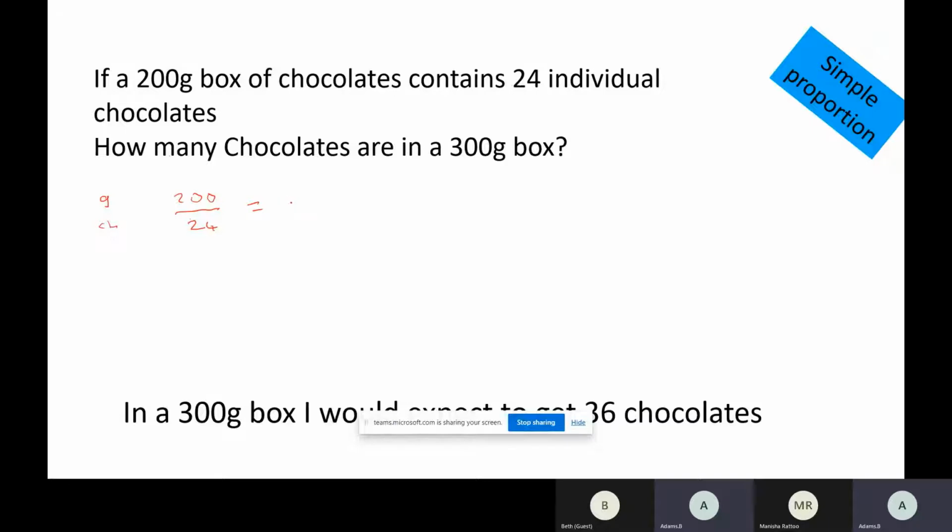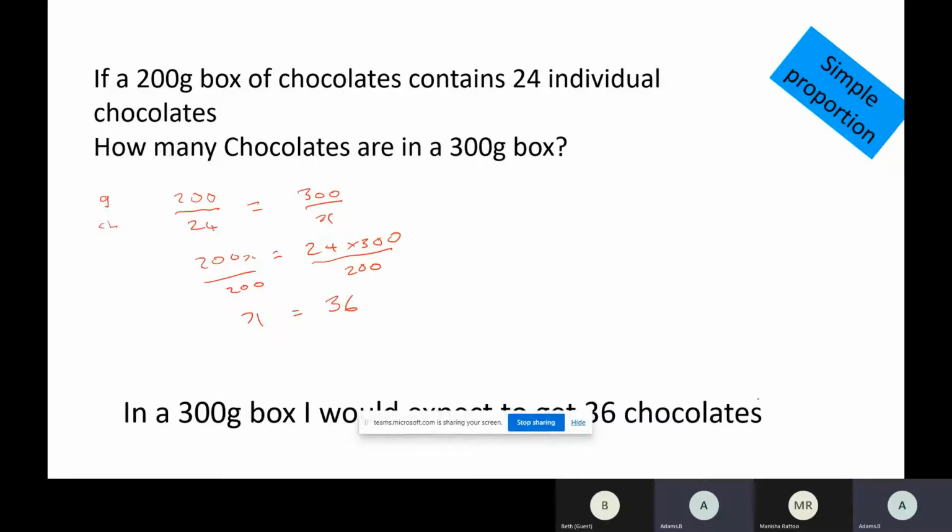So 200 over 24 equals 300 over x. We do our cross multiplication. 200x is 24 times 300. We divide by our 200. I was a bit naughty now, actually. I tell them to simplify this first. That was very naughty of me, I'm sorry. X is equal to, so 2 into 24 is 12 times by 3 is 36.